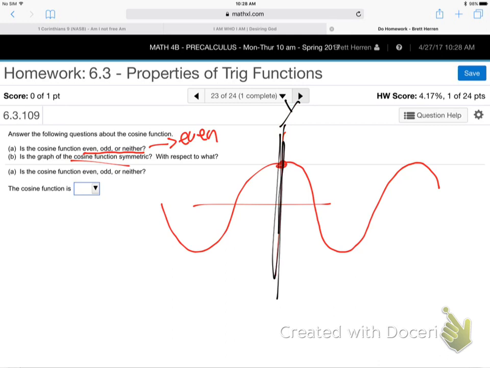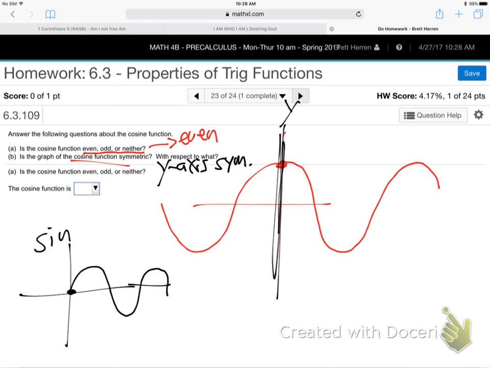So he has y-axis symmetry. What about if they ask me about sine? You might get sine. Sine starts in the middle. It's the same as cosine, it's just shifted, right? Sine and cosine are the same graphs. They're just shifted a little bit. So sine starts in the middle. Does he have any symmetry? If you do the y-axis, is he exactly the same to the right and the left of the y-axis?